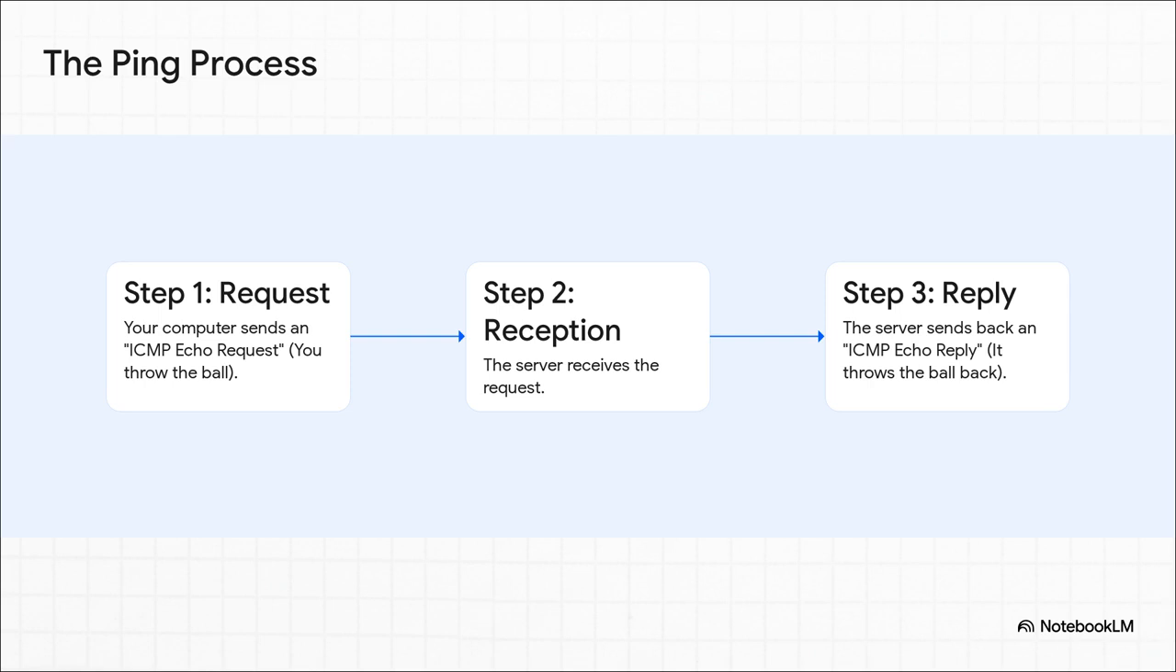Well, your computer sends out this tiny little packet of data called an ICMP echo request. The easiest way to think about it is you're throwing a ball at a wall. The server on the other end catches it, and if it's working right, it immediately sends back an ICMP echo reply. It throws the ball right back to you. The whole thing is really just a simple game of digital catch.